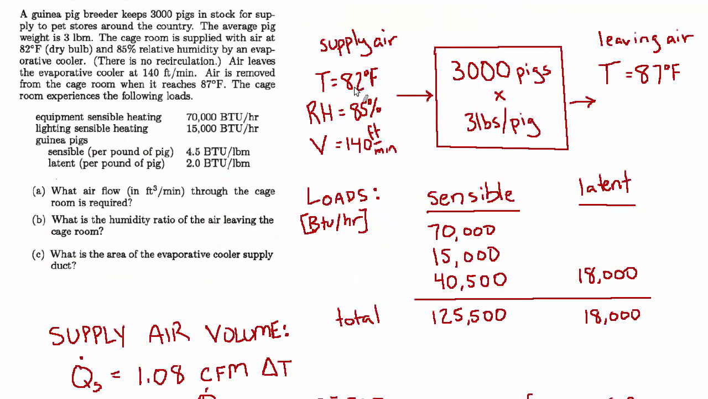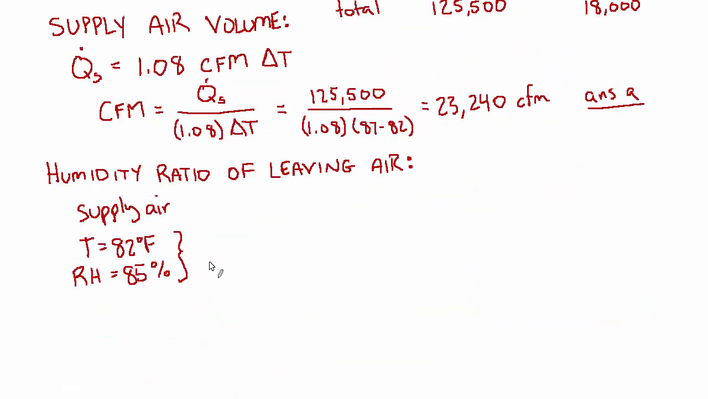So we know the supply conditions are 82 degrees and 85%. From that, we can look up in the psych chart what the humidity ratio of the supply air is, and it's 140.8 grains per pound. And let's also look up the specific volume of that supply air, which we're going to need a little bit later. That's 14.1 cubic feet per pound. Okay, so that's what we're starting with.